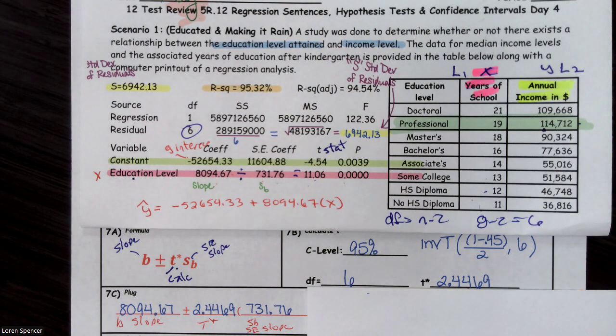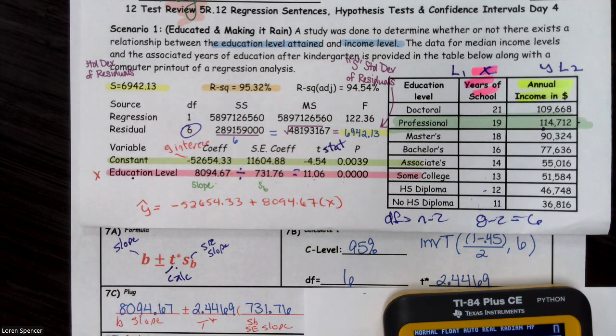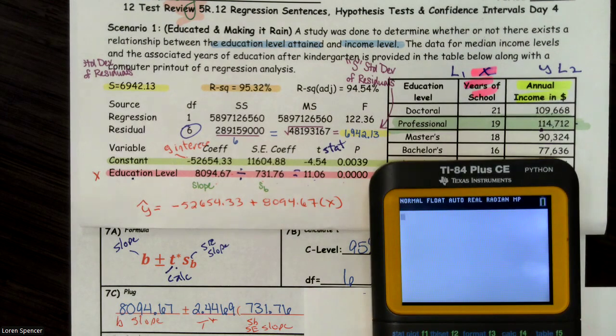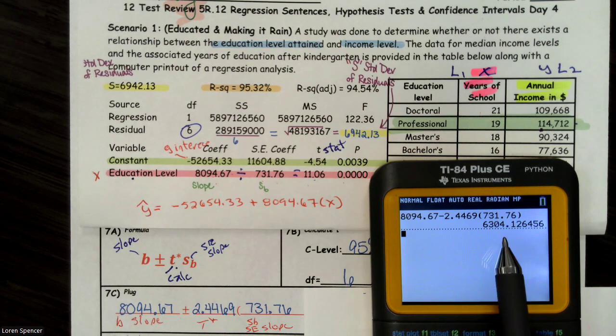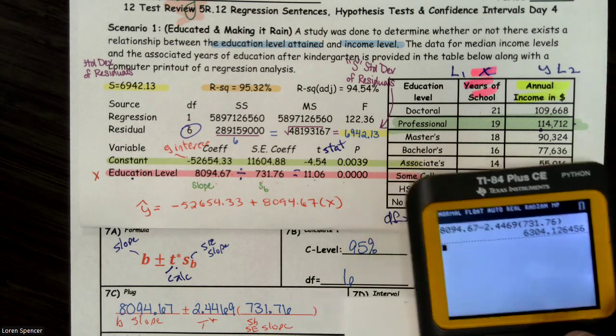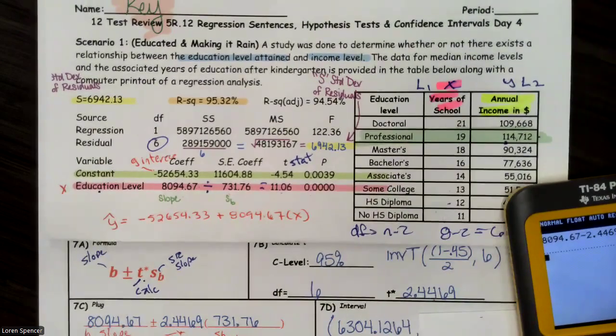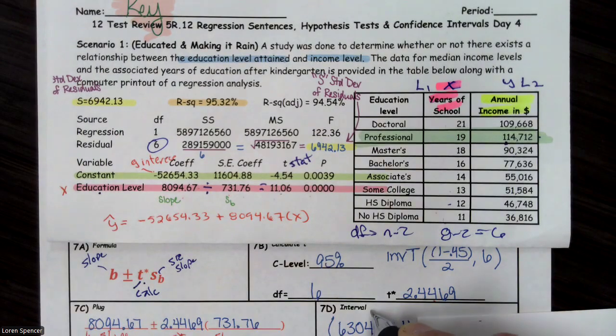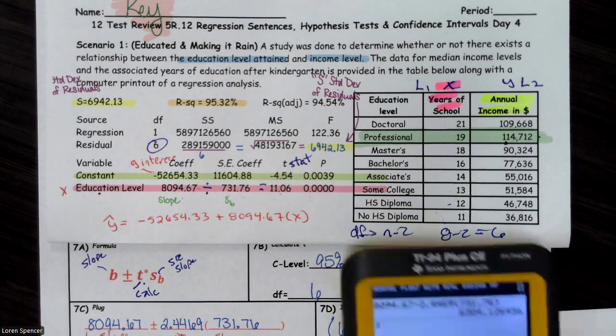Now to get my confidence interval, I'm going to have to approach this by plugging it directly into the calculator. And I always start off with the minus first. So 8,094.67 minus 2.4469 parentheses 731.76. So I end up getting a lower bound of 6,304, which I recorded right here. And I like to say that that's a lower bound. And just to remind, we subtracted to do that. We do that first.